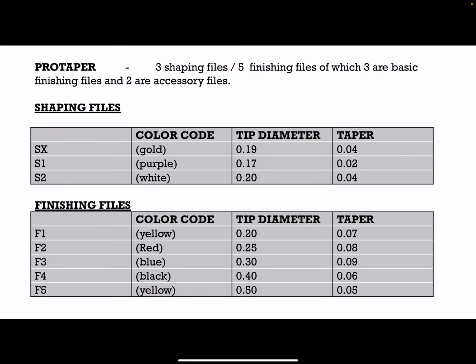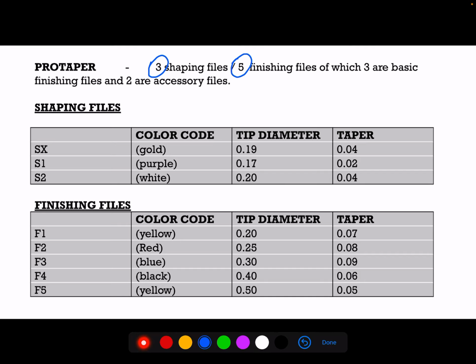Jumping into the contents, ProTaper files has 3 shaping files and 5 finishing files. Out of these 5 finishing files, 3 are very basic and 2 are called accessories. So you have an 8 file system. The shaping files are named SX, S1, S2, whereas the finishing files are F1, F2, F3, which are basic, and F4, F5 are accessory.